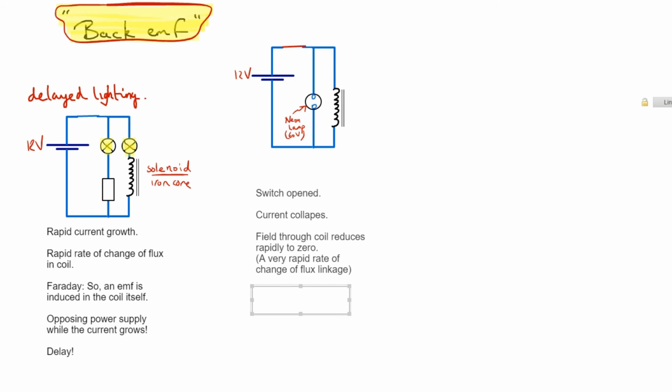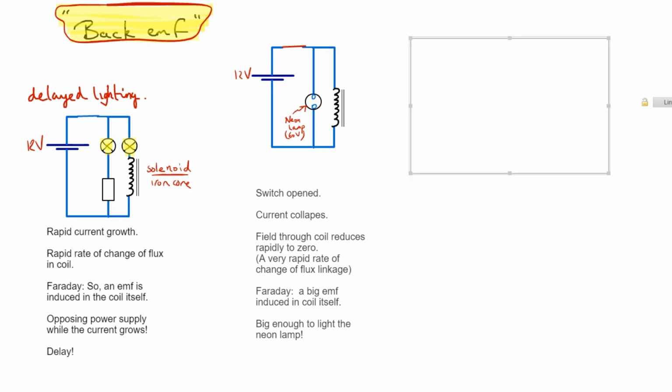So as that happens, Faraday tells us, because it's a very rapid rate of change of flux, it's going to be a big EMF induced. And we know that if the neon lamp flashes, then we know how big that is. It's going to be big enough to light the neon lamp.